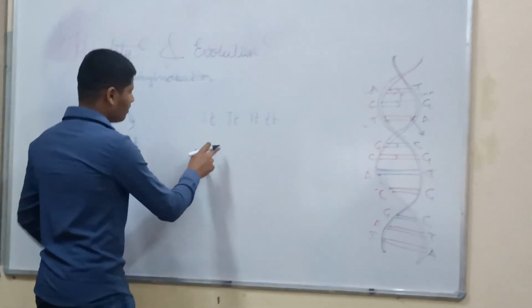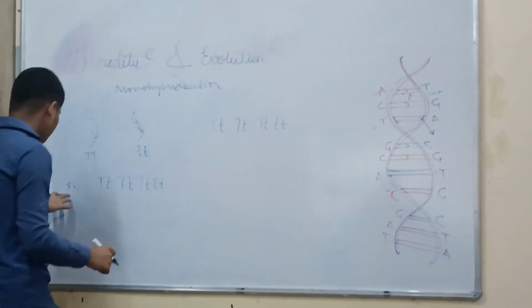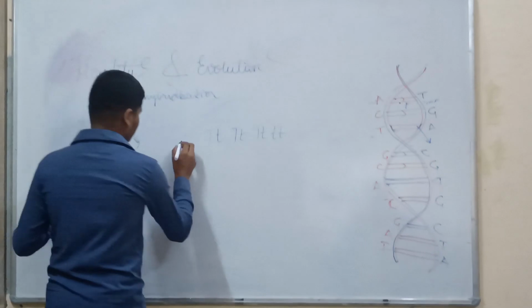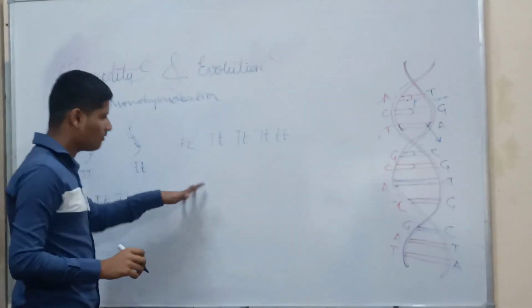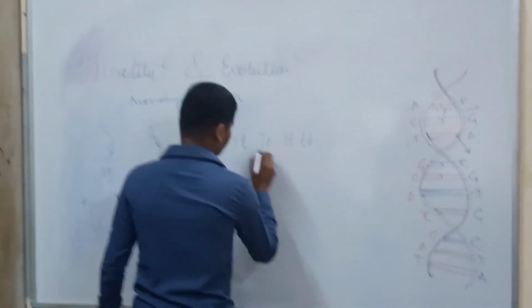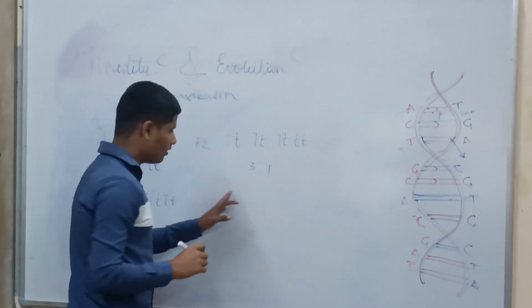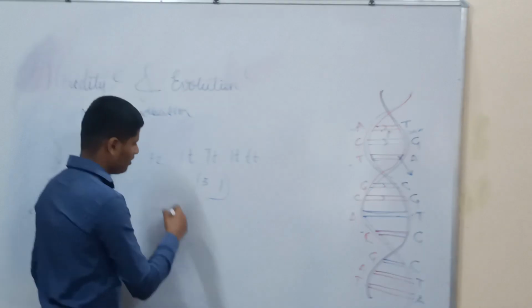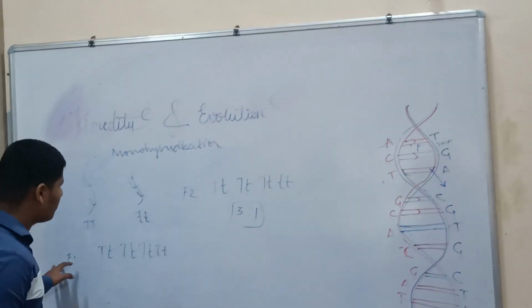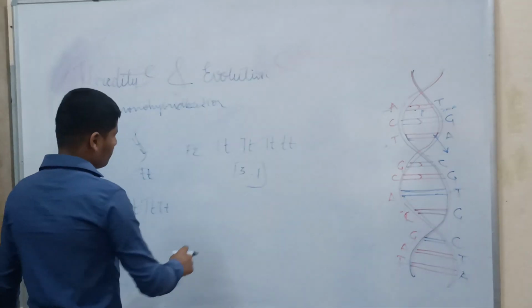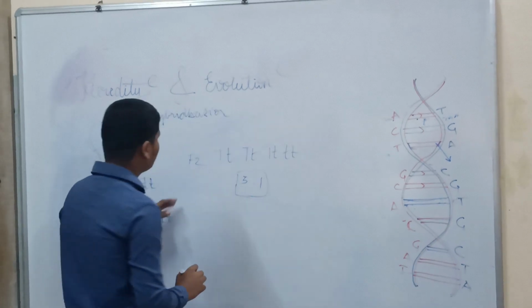This he got from cross-pollinating the F1 generation. This was the F2 generation. Three plants are tall and one is short. That is, they are in the constant ratio 3:1. So this was a monohybrid cross. The value is constant. Evolution.